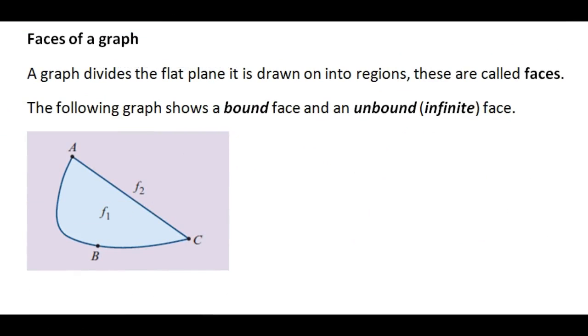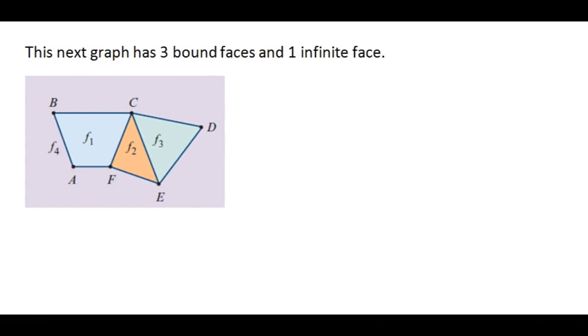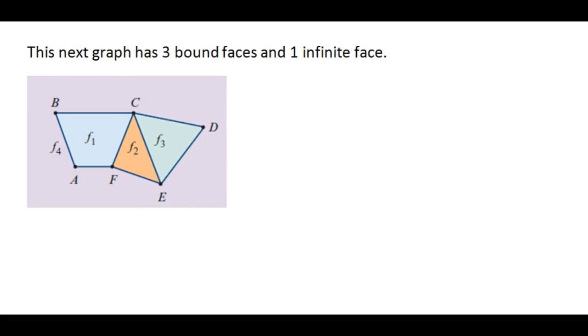A graph, when we draw it, divides the flat plane it's drawn on into different regions. These regions are called faces. The following graph shows one bound face and one unbound face, sometimes called an infinite face, labelled F1 and F2. This next graph has 3 bound faces and 1 infinite face: 1, 2, 3 bound faces, and the infinite face around the outside.